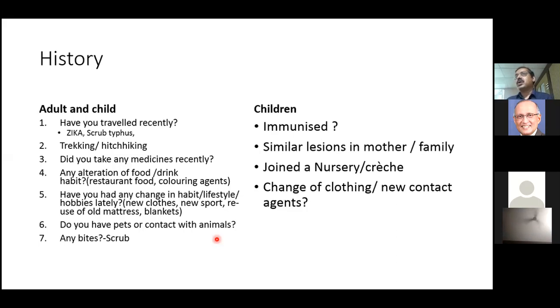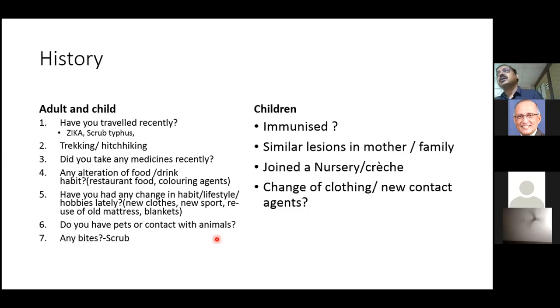Do you have pets or contact with animals, right? And have you had any bite mark? Very often, that's why we say many a case of scrub typhus is missed, largely because they have not stripped the patient and examined. There will be an occasional bite which the patient may not be considering significant.